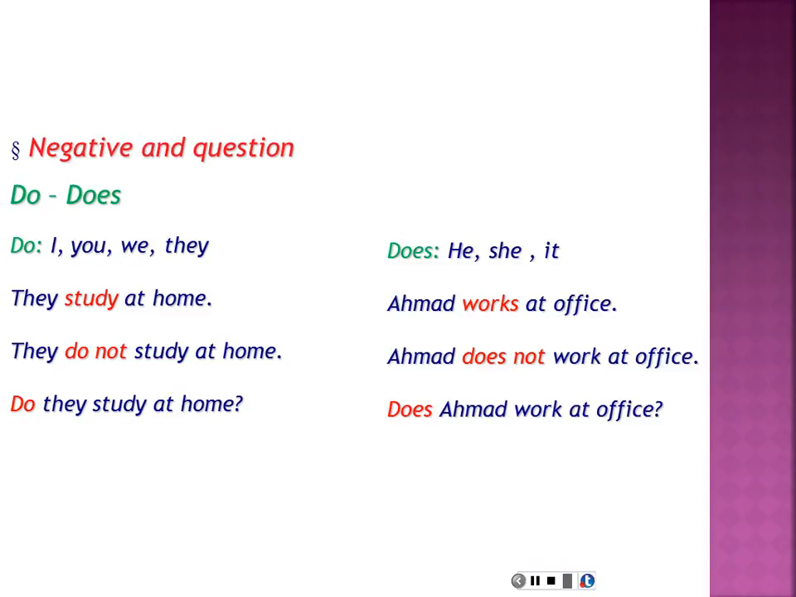So those are the last two. Do they study at home and does أحمد work at office? Both of them كلاهما سؤالين يحتاجان إلى إجابة بنعم أو لا. So when you see do or does at the beginning of a question, it's yes no question. When you see a verb to be فعل كون at the beginning of a question في بداية سؤال, it means it's yes no question. Okay.